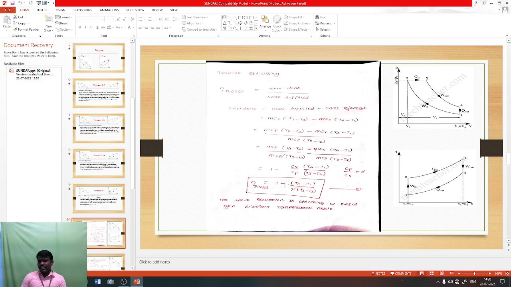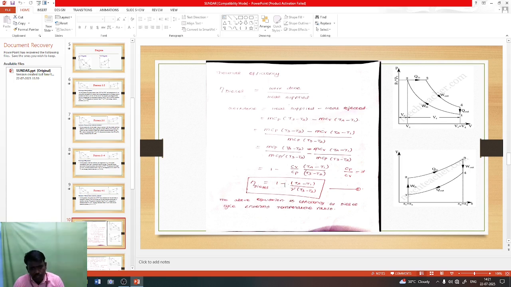Now we can substitute that work done value in that formula. The formula has to be mentioned in our slide. Eta, efficiency of diesel, is equal to work done divided by heat supplied. So we have to substitute work done is equal to heat supplied minus heat rejected. So we substitute the values: M Cp (T3 minus T2) minus M Cv (T4 minus T1). So here heat supplied is M Cp (T3 minus T2).